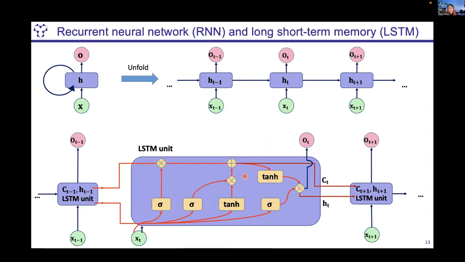Recurrent neural network is a type of artificial neural network, but the difference between feedforward and recurrent neural network is that for the feedforward one, the inputs and outputs are independent of each other. But for the recurrent neural network, because it's a self-loop architecture, we can see in this figure, the output of the previous step will influence the next step input and output.